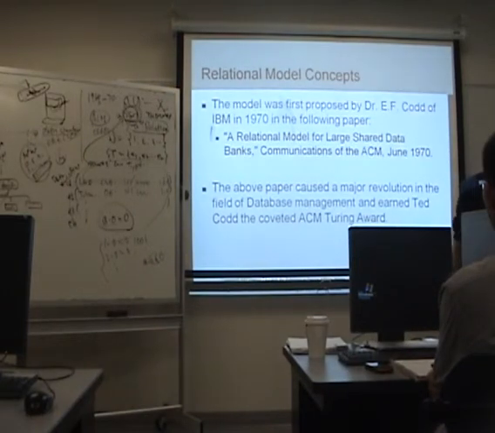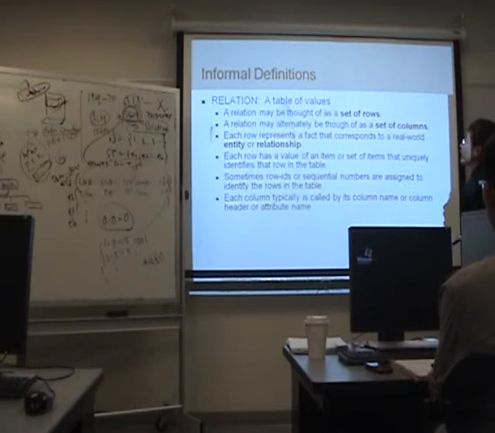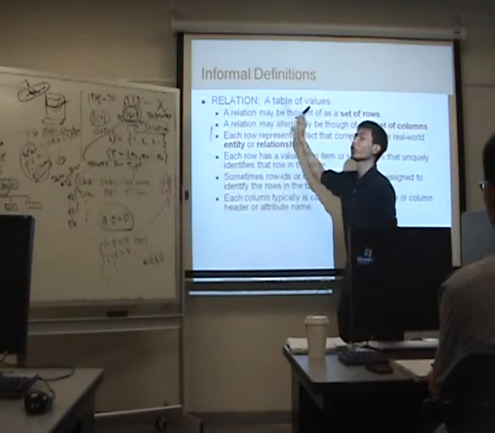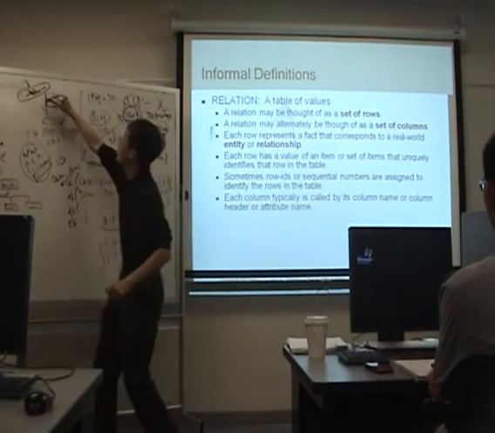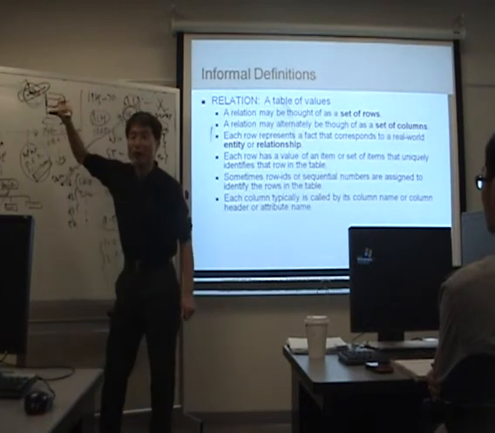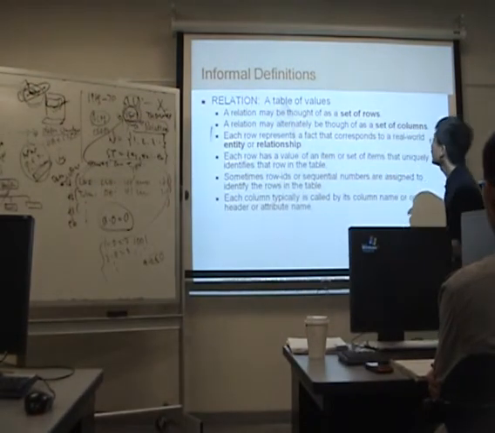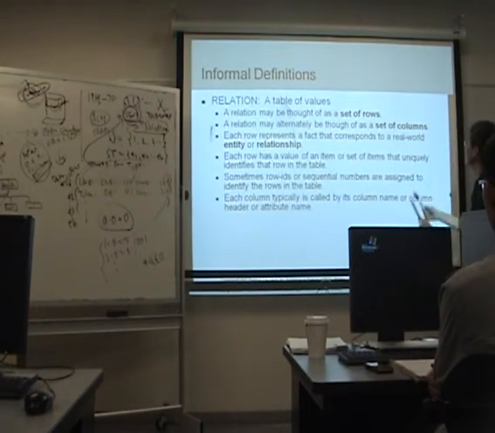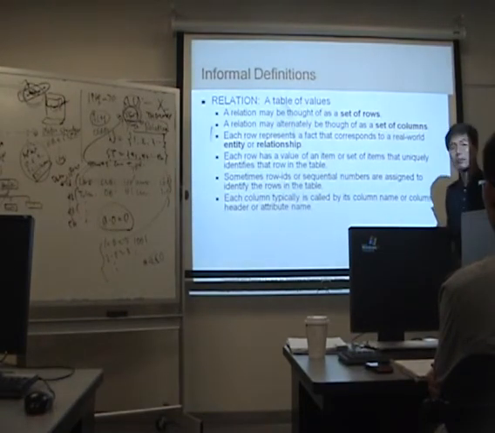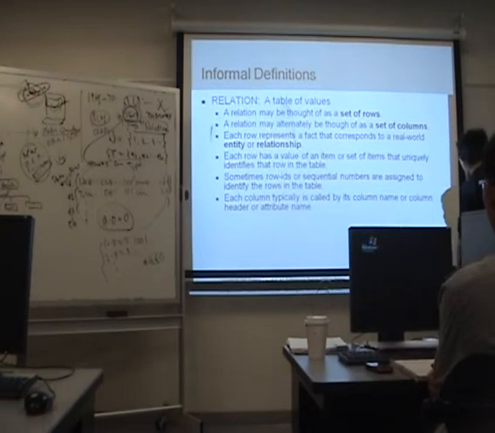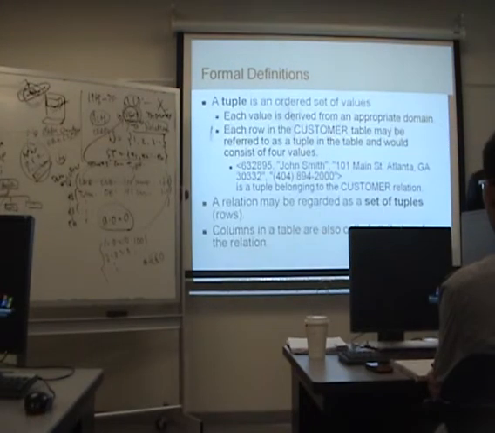In this paper he tried to adapt set theory to manage data. Managing data means making the data structure, the database model. So he defined the relation as a set of rows or a set of columns. What does that mean, a set of columns? Let's take a look at this example.